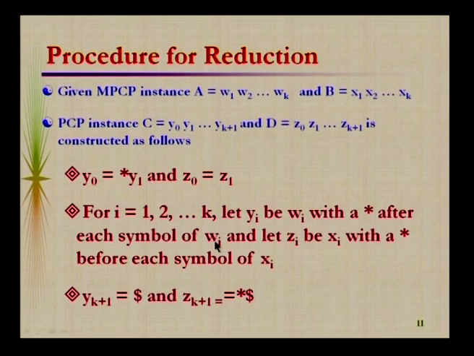So, if it is going to be the transformation from w to y, after every symbol in wi you put a star. If it is from xi to zi, then before each symbol in xi you put a star. So, it is for every symbol we must do that. If you do it so, we will find that a new list from A and a new list from B are formed, which are named C and D.